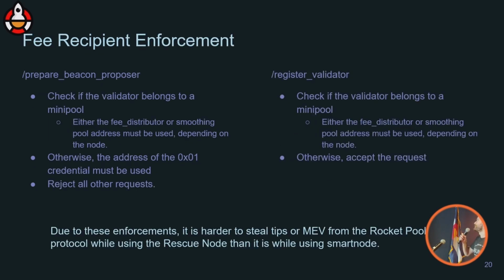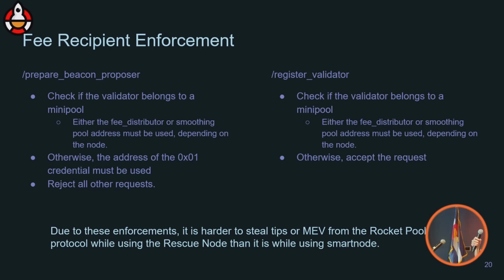So the fee recipient enforcement, this is a really cool bit. This is that Nginx function that you saw earlier. For the full service, we want you to be able to use this even if you're not part of the smoothing pool. We have to check to see if you're in the smoothing pool. If you're in the smoothing pool, obviously you have to use that as your fee recipient. If you're not, we need to know what your fee distributor address is because you need to use that instead.